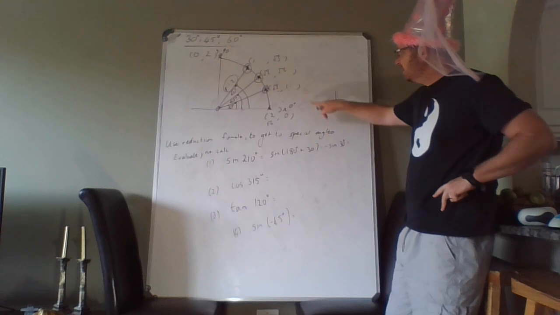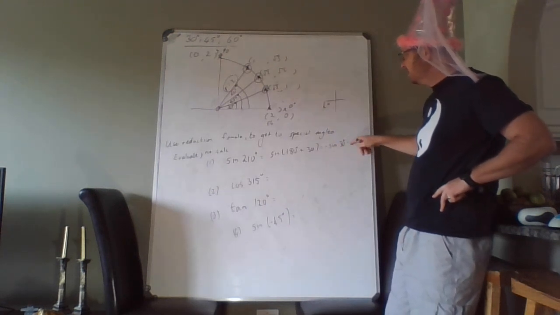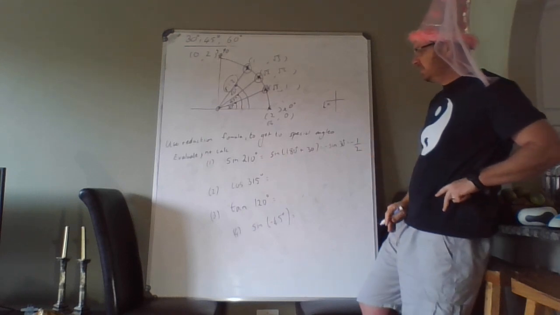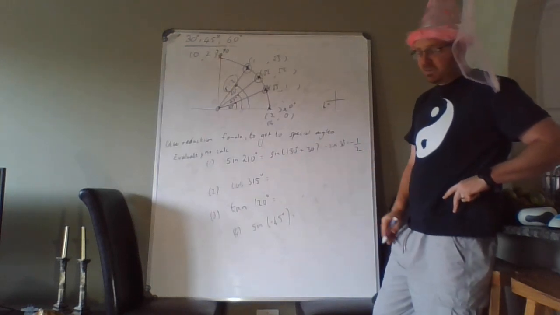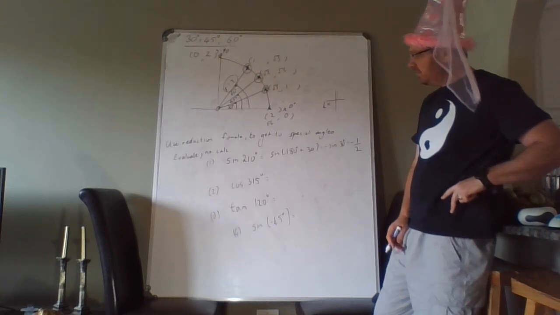But if you're going to do it properly, or there's no calculator in the room, negative sine of 30 is going to be negative the y-coordinate, which is 1, over the radius, which is 2. Right, try to do those ones if you haven't done it. Cos 315, tan 120, and sine negative 45.